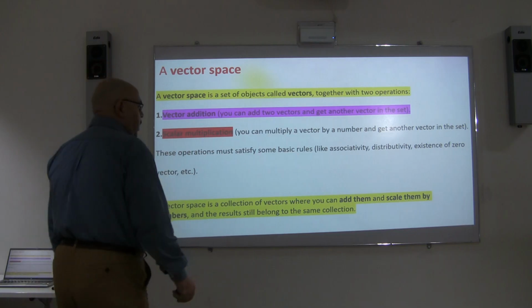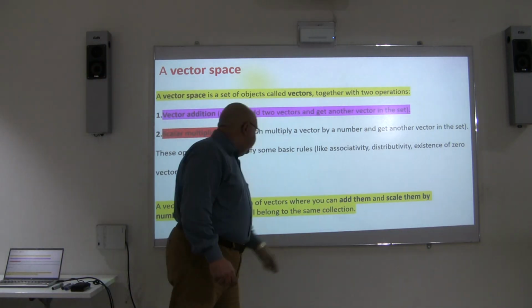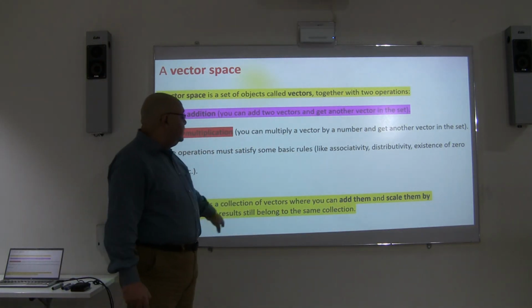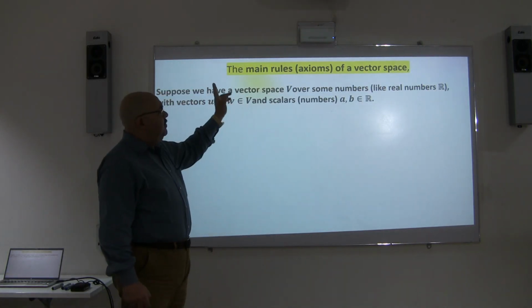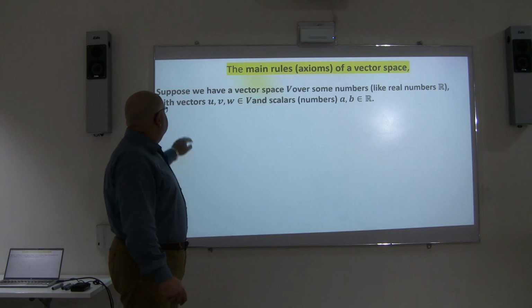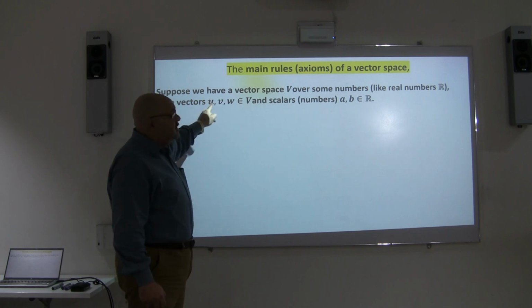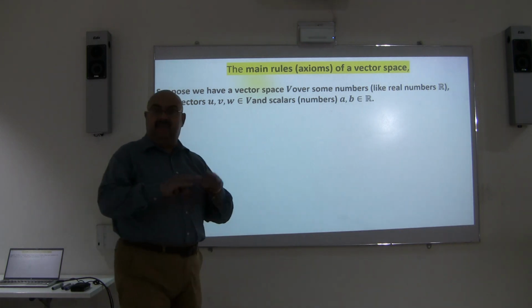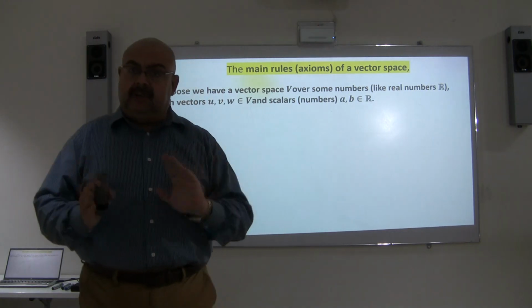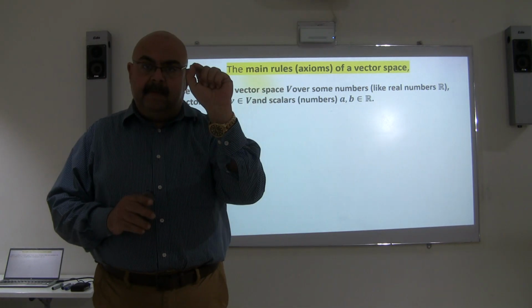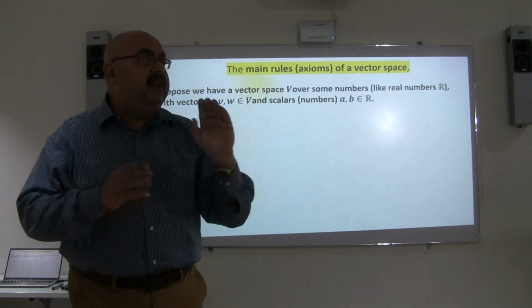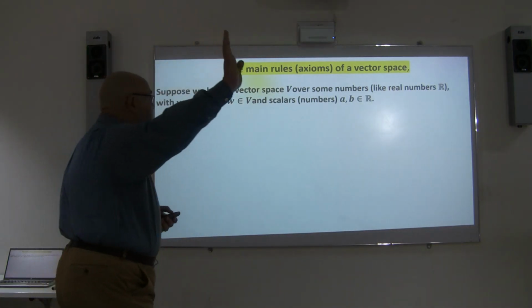Okay. As I told you, add them and scale them by numbers, and the results still belong to the same collection. These are the main rules and the axioms of a vector space. Suppose we have a vector space V. Suppose I have a collection, a set of vectors, and I will call it the vector space V. How do we make sure that this vector space really exists?